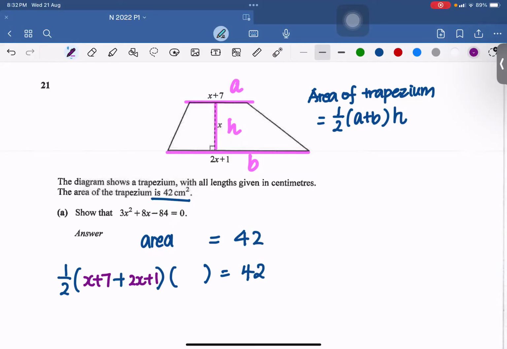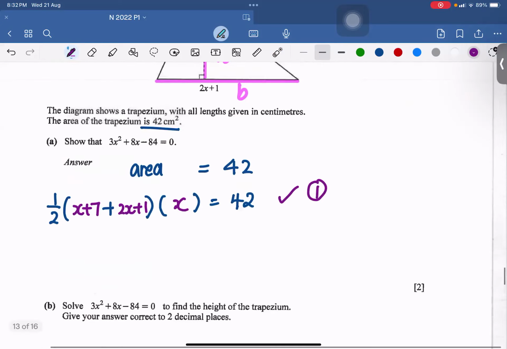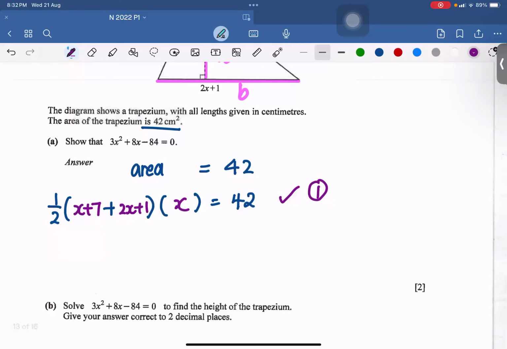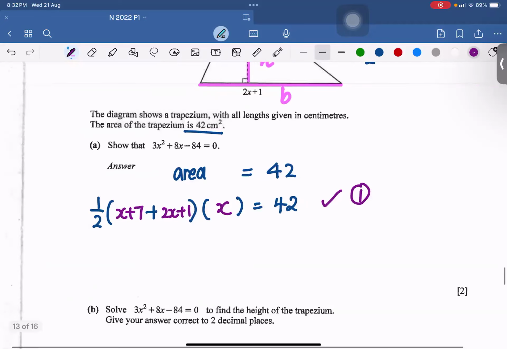x. Even if you haven't expanded, first step, by right, you should get 1 mark. Unless the teacher is very stingy. Maybe or not, it really is only 2 marks. Don't know whether can get a mark or not. Hopefully. Then what do we need to do? We simplify first. Half bracket, what is this? x plus 7 plus 2x. x plus 2x, 3x. 7 plus 1, 8, times x, right?